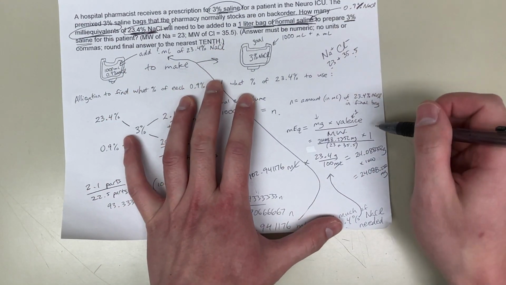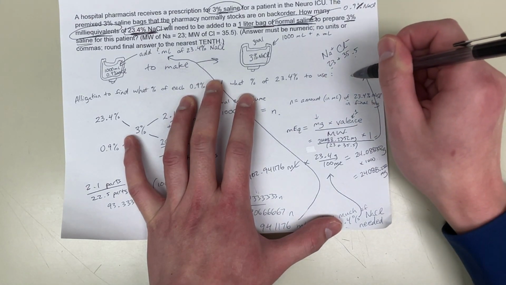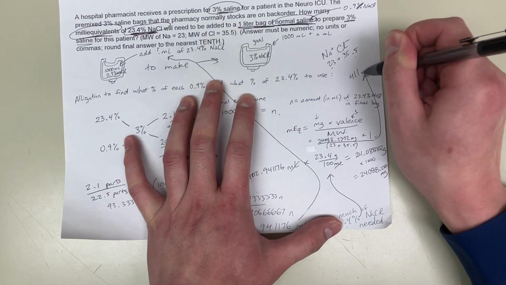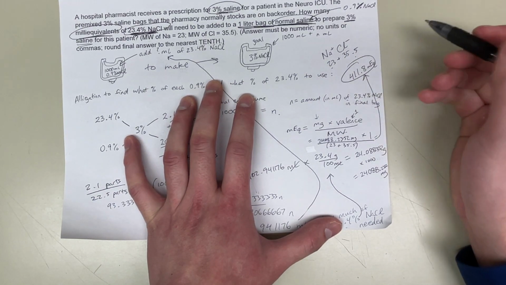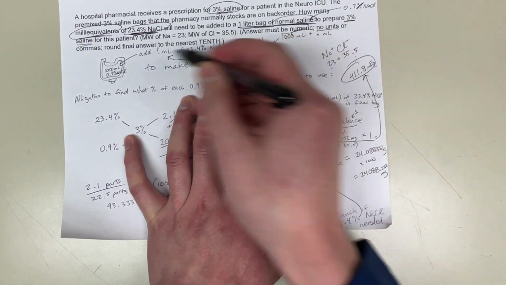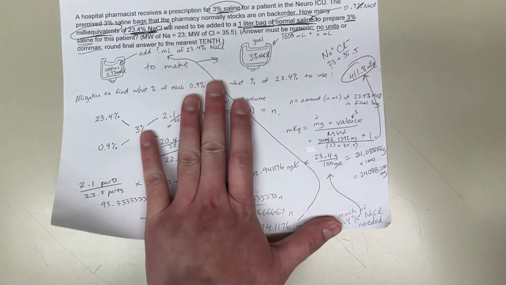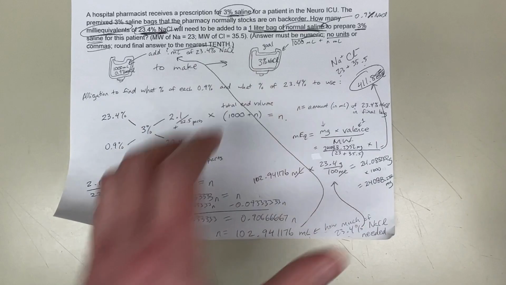And then when you solve for that, you will get 411.8 milliequivalents. And this is your final answer. And in the computer, they say numeric, no units or commas, and round final answer to the nearest tenth. So just remove the milliequivalents, and that's your answer.